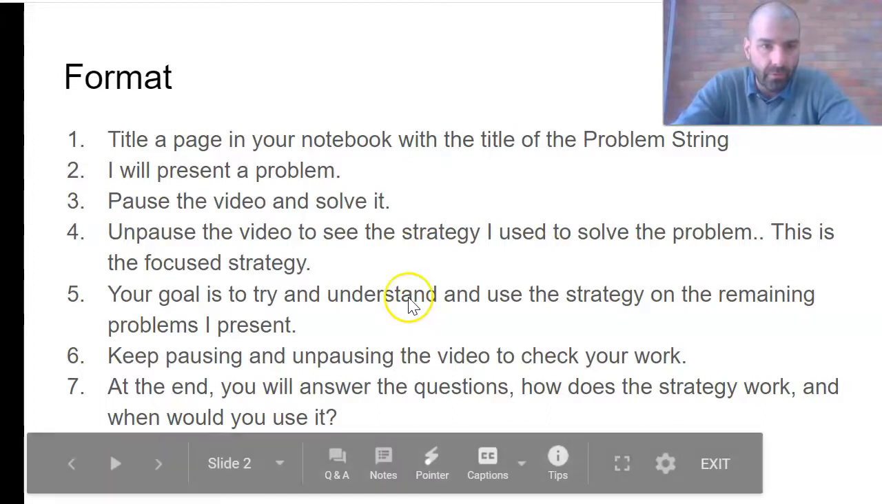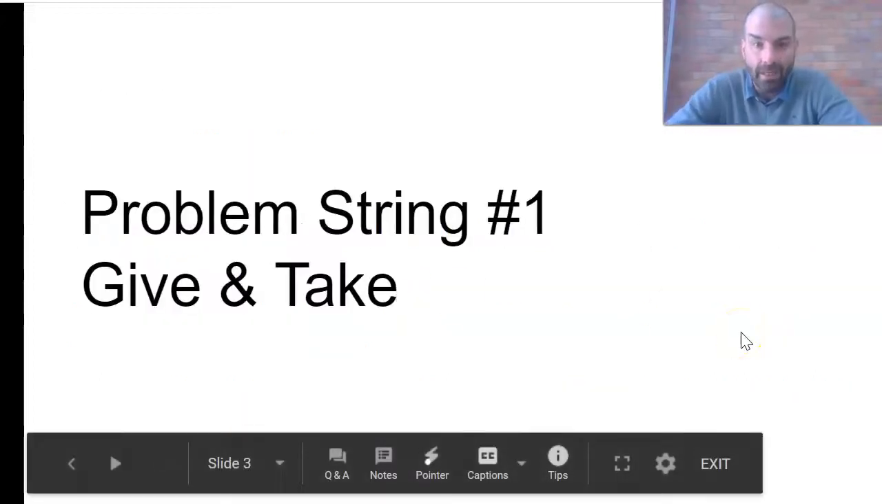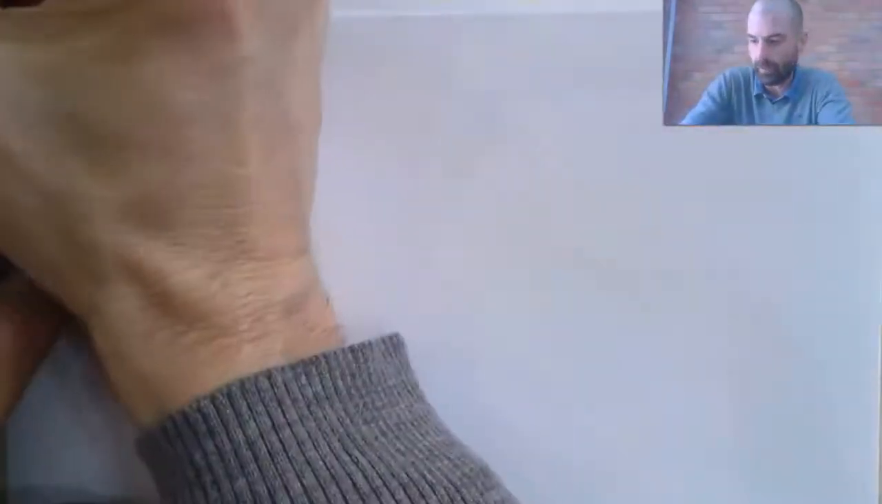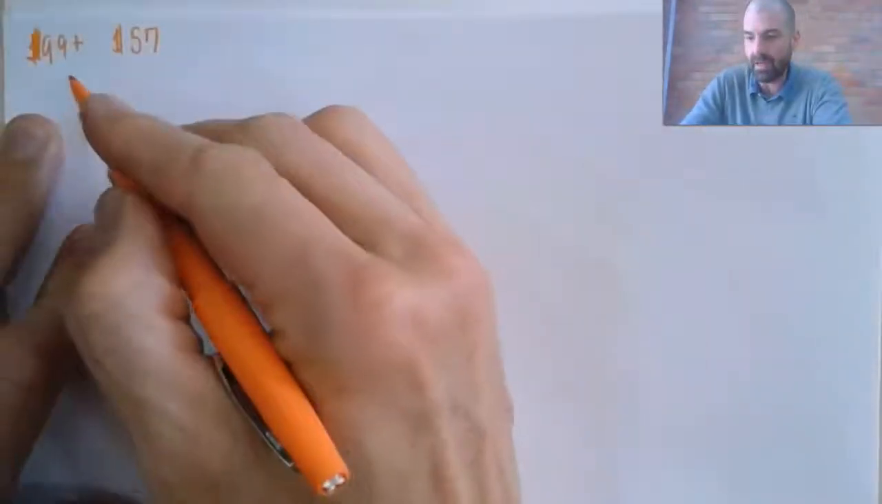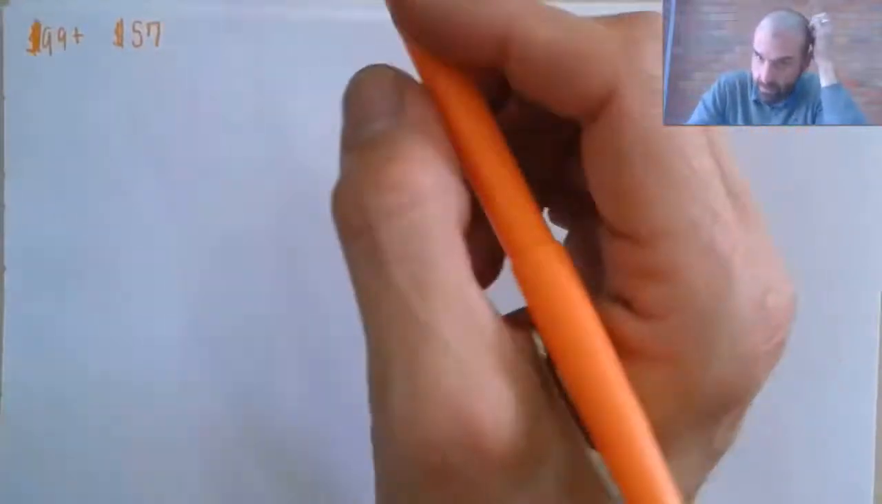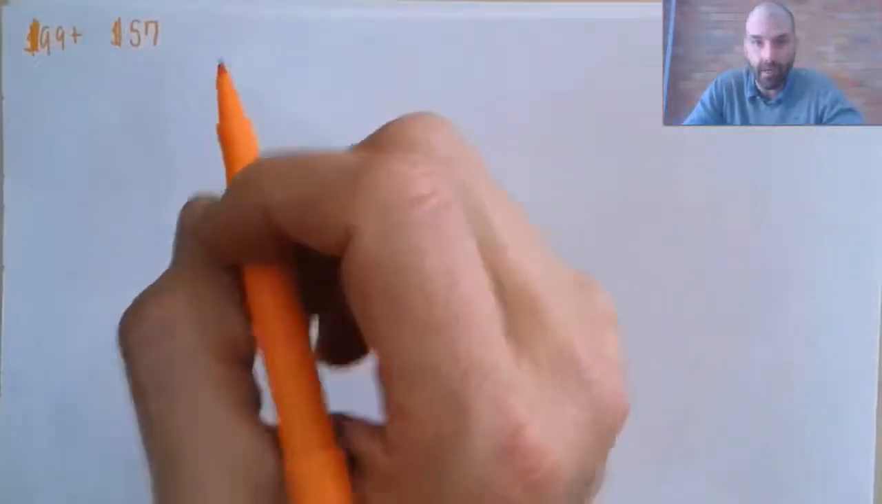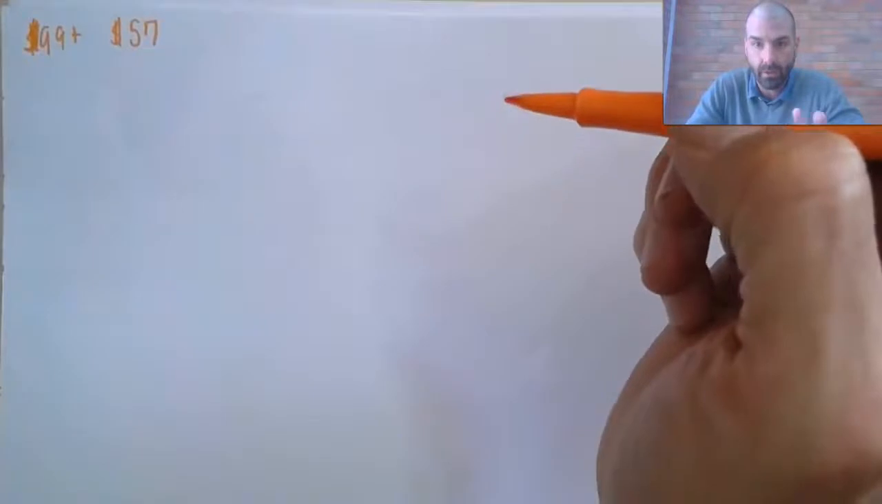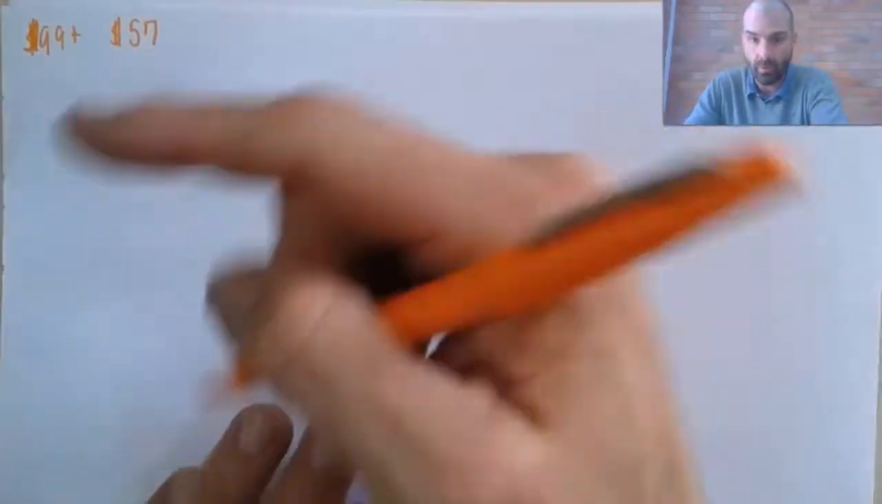So the first one that we're doing is called give and take. All right, so the first problem we're going to work on is $99 plus $57. So 99 plus 57. I'm going to start doing it in 3, 2, 1, so pause.